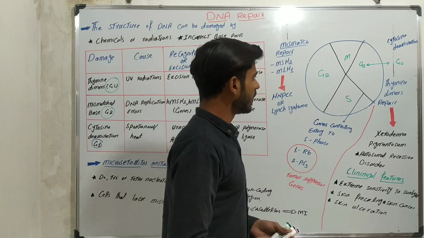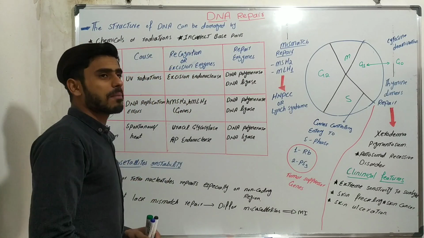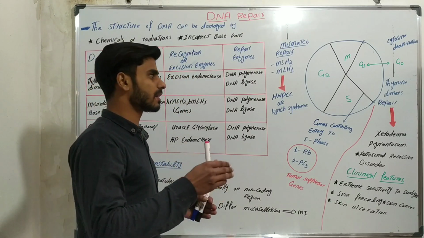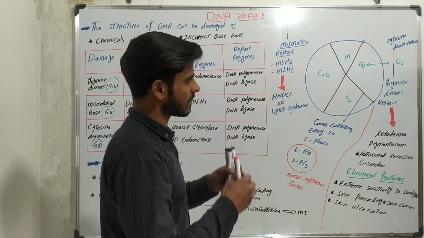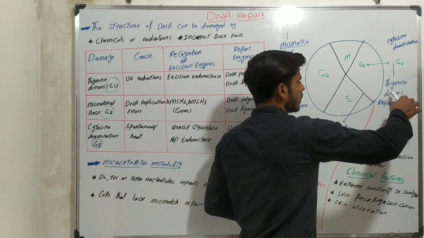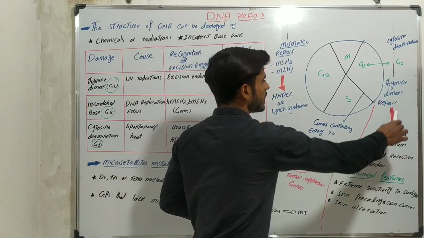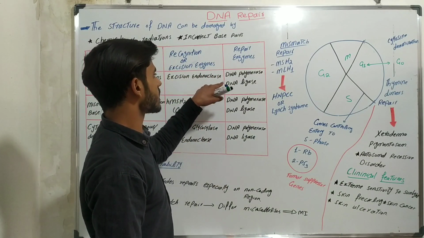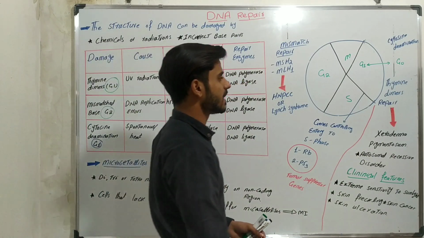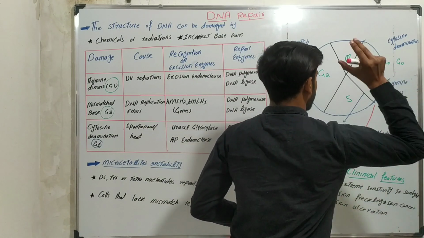In this slide, you know that there is a thymine dimer. Thymine dimers mean that thymine will form a covalent bond with thymine. They will not form a bond with adenine, they will form a bond with each other. So thymine dimers will form because of ultraviolet radiation, and this thymine dimer is repaired by excision endonuclease, DNA polymerase and DNA ligase. These enzymes will come, they will control this mechanism. So this will be repaired.